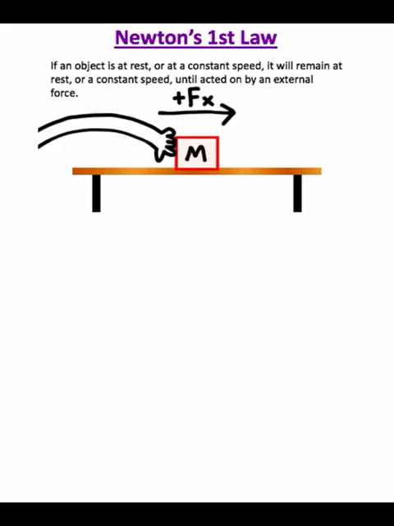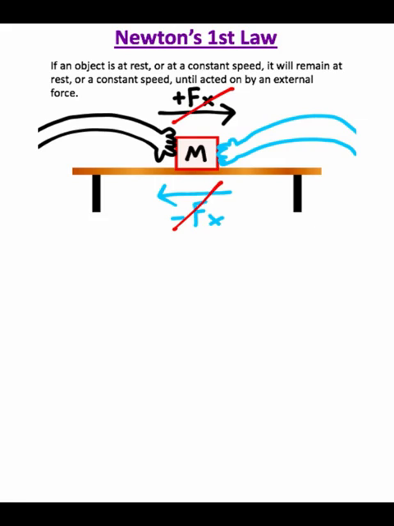Let's say that you take your hand and you push the box to the right. Now the box is going to be moving in the positive x direction. But if someone else were to take their hand and apply an equal force to the left, that would actually cancel out with the amount of force that you're applying to the box, meaning that the box would once again be at rest.